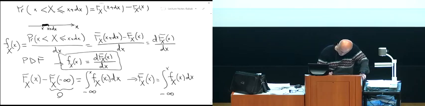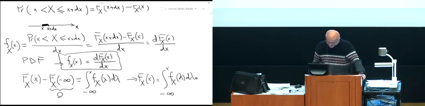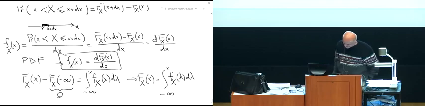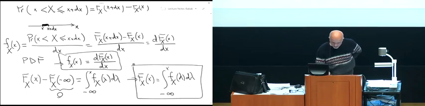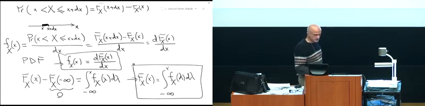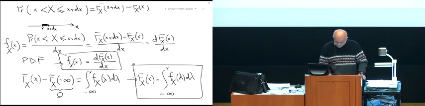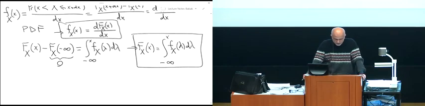Wait a minute, I need a dummy variable here that's different from x. Okay, it wants to be lambda. I need to break out my iPad. Okay, so the CDF is essentially the integral of the PDF. These are the two salient relationships between the cumulative distribution function and the probability density function.